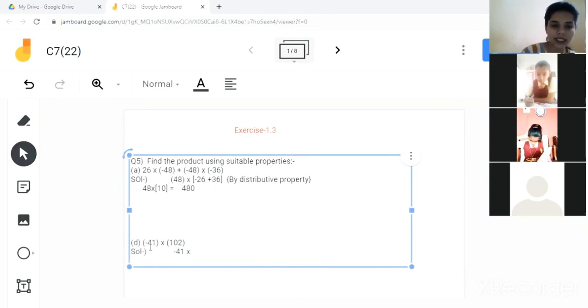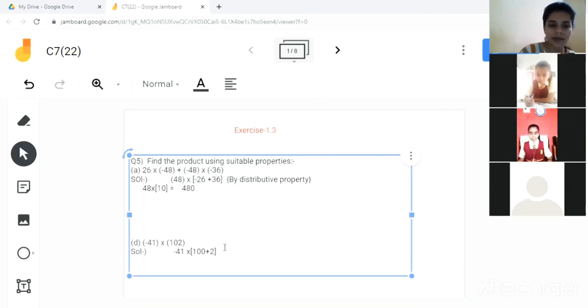Write minus 41 multiplied by. Here, instead of writing 102, you can write 100 plus 2, isn't it? Now, again, if minus 41 is written outside, it can be multiplied inside also in the bracket. And this property is nothing but distributive. Minus 41 multiplied by 100 plus minus 41 multiplied by 2.